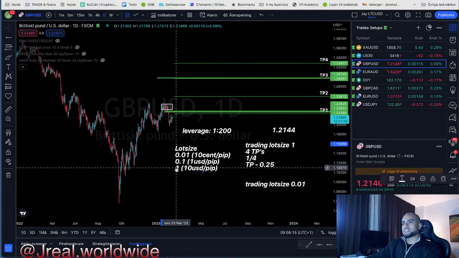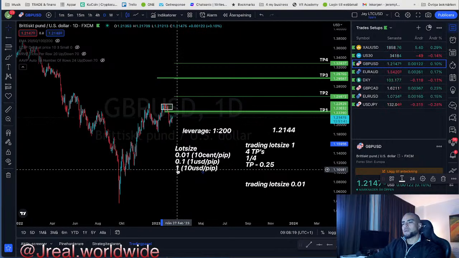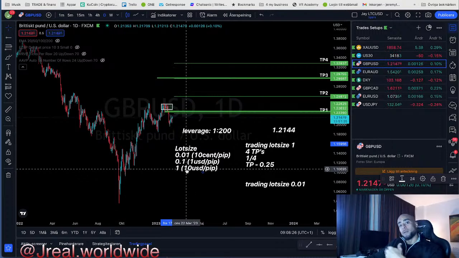Now, then we have a standard lot, which is 1. Lot size 1 is $10 per pip. So when the market gains 1 pip, you make $10. When the market loses 1 pip, you lose $10, depending on if it's a buy or sell.